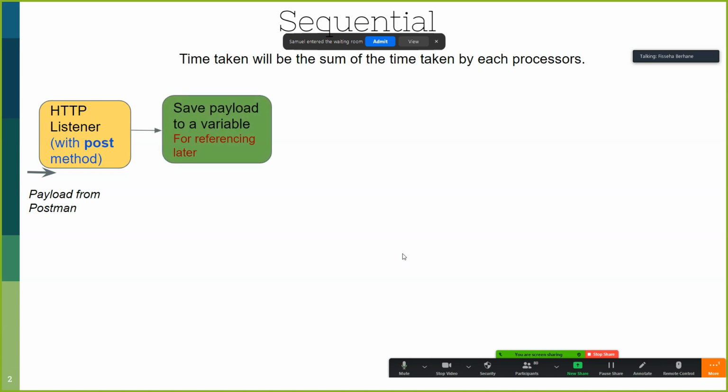In a Mule event structure, the payload is the main data that the flow of the application processes. Then, once the Mule event is triggered, we want to save it to a variable. Why are we saving it to a variable? For referencing it later, and we'll understand in the next components why we need to save it to a variable.